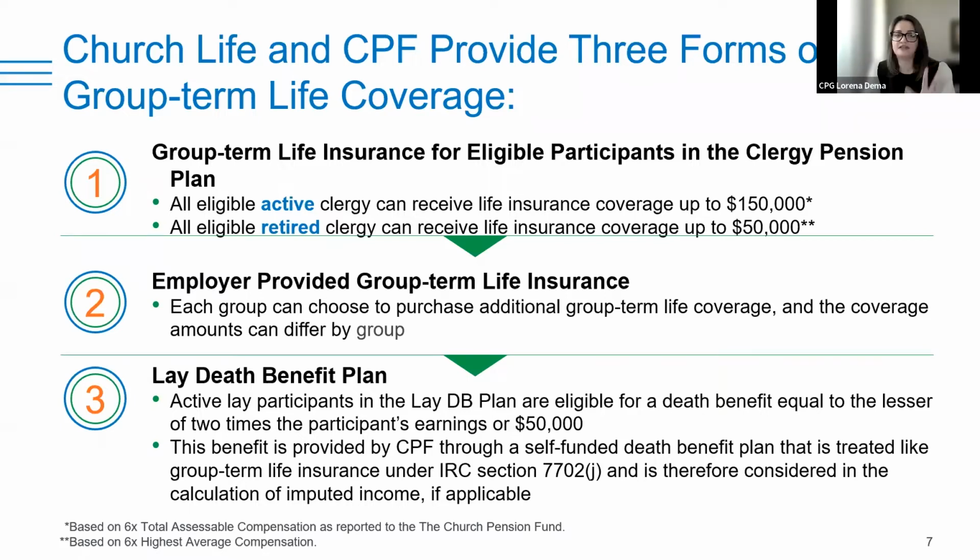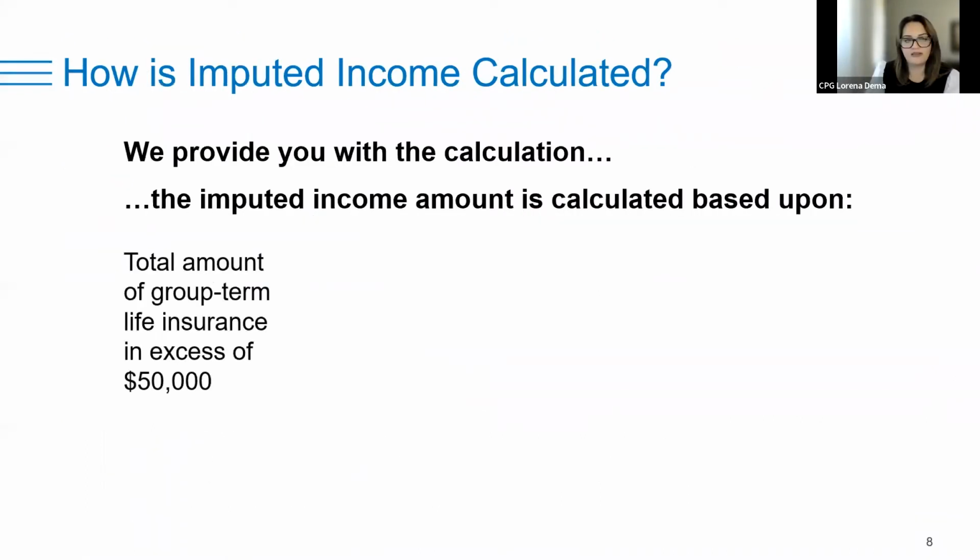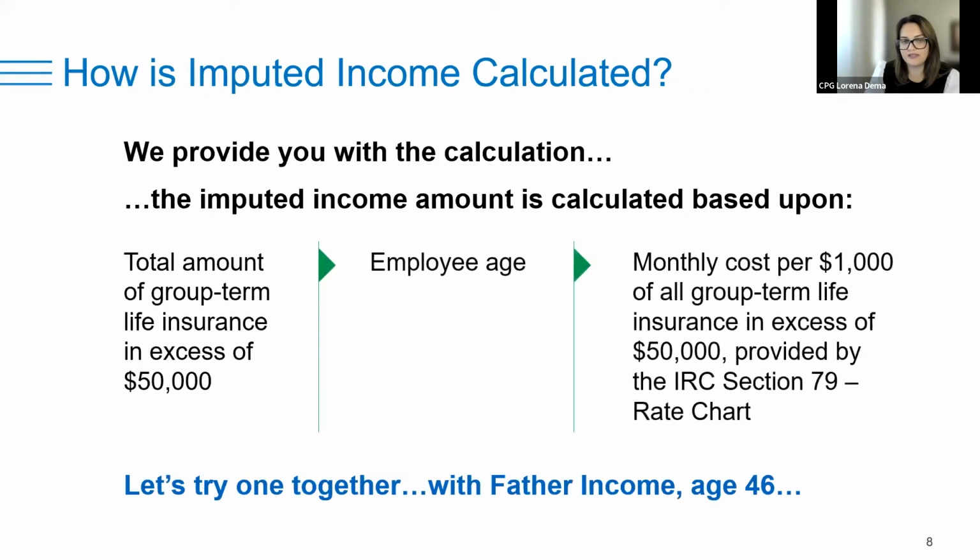All right, so these are the 3 types of policies that we use in the calculation of imputed income for the year. So how is imputed income calculated? The math behind it is basically really simple. What we use in the calculation first is the total amount of group term life insurance that exceeds $50,000. Of course, we take into consideration the employee's age. Age is very important because through knowing their age, we are able to determine what is the cost per month for $1,000 of coverage for this particular individual. And of course, we have to refer back to the IRC Section 79 rate chart, which, by the way, hasn't changed from 2021 to 2022.